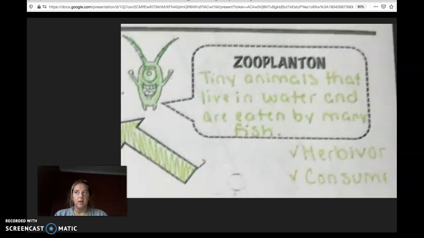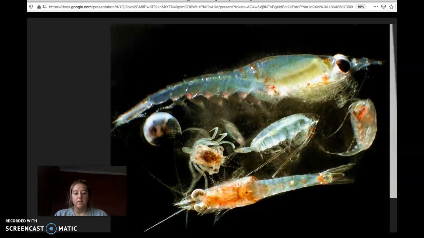Plankton in the SpongeBob is a zooplankton. Zoo means animal, plankton tiny, so tiny underwater animals. Here's a more accurate representation of what these little guys look like. Many times our zooplankton are actually larvae of fish, so pretty cool, or crustaceans as well.